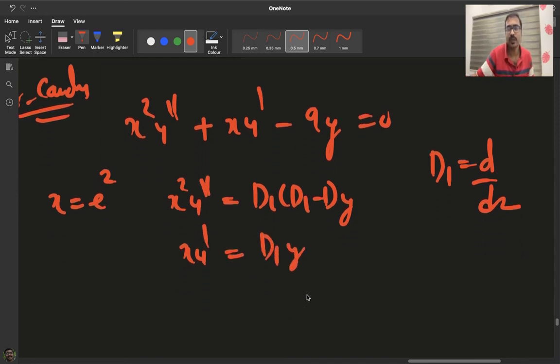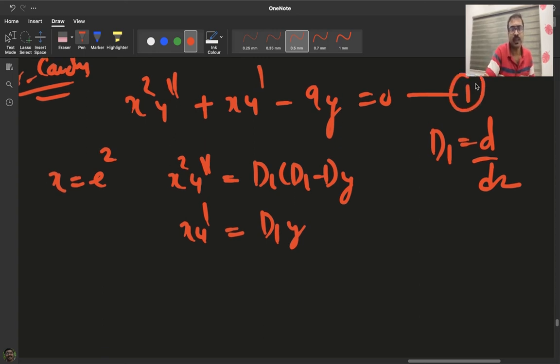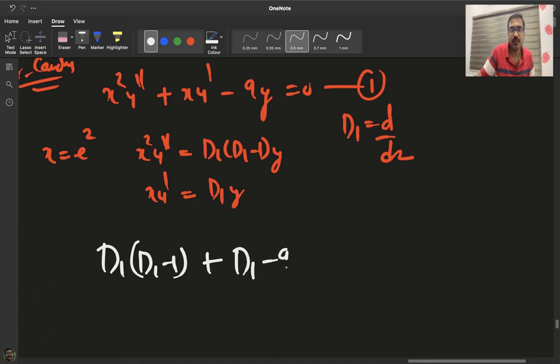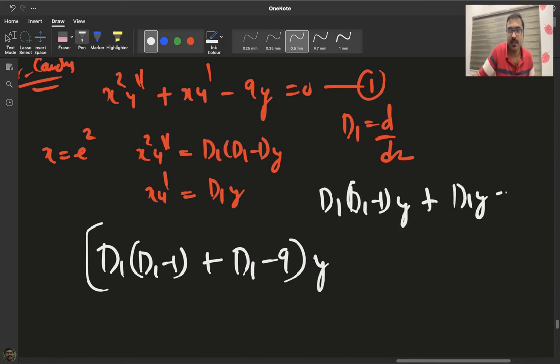Now substitute everything into this equation. Let me number it as 1. So when you substitute, what will you get? It is simply d1 into d1 minus 1 times y, plus d1 y, minus 9y. I have done it together. If you want, you can use this step also: d1 into d1 minus 1 into y plus d1 into y minus 9y, then take y outside, but I am taking it together. That's it. So this is the equation.